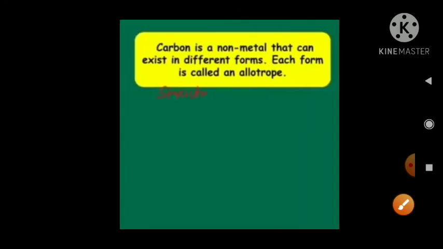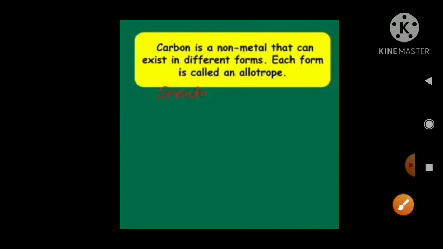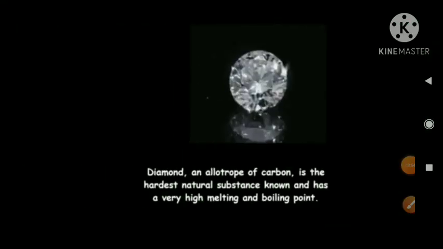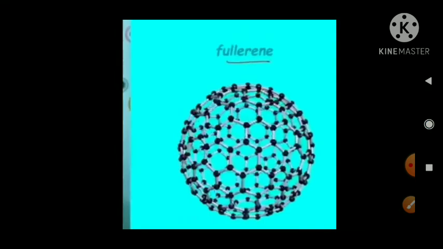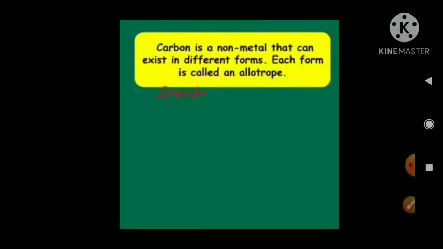Now carbon is a non-metal that can exist in different forms. Each form is called an allotrope. We know that due to carbon our earth is alive. So what are allotropes? Allotropes are different forms of the same element, for example of carbon: diamond, graphite and fullerene. These are all only carbon, but when carbon exists in different forms, each is called an allotrope.